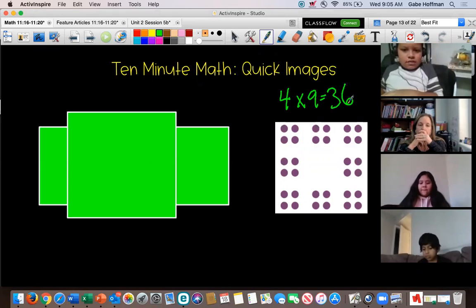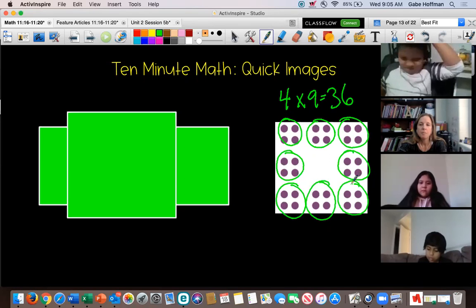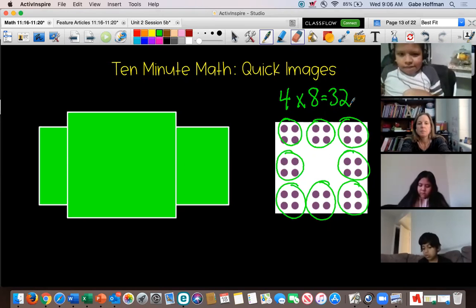Let's circle our group of 4 to check. Let's count how many groups. 1, 2, 3, 4, 5, 6, 7, 8. Do we want to make a change? I mean, yeah, I did. I was wrong. Okay, so 4 times 8 equals 32. Do we agree?